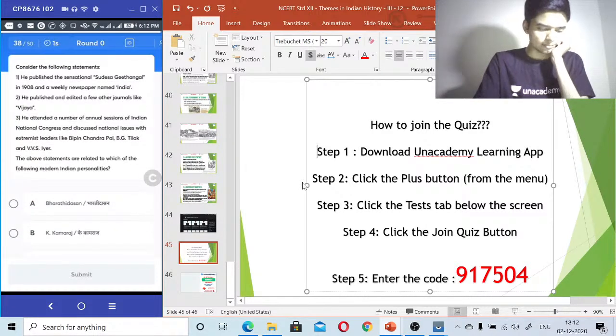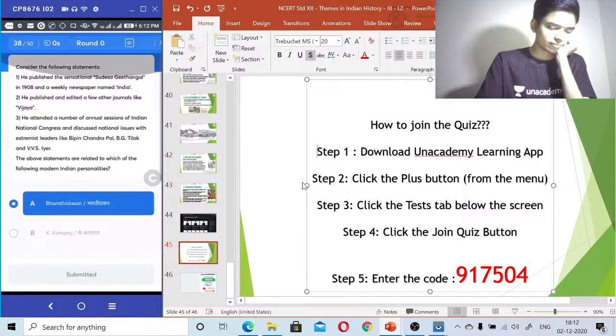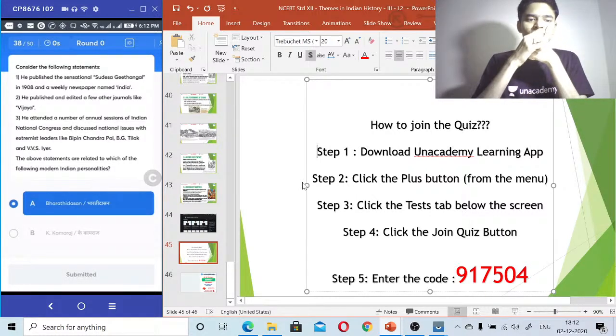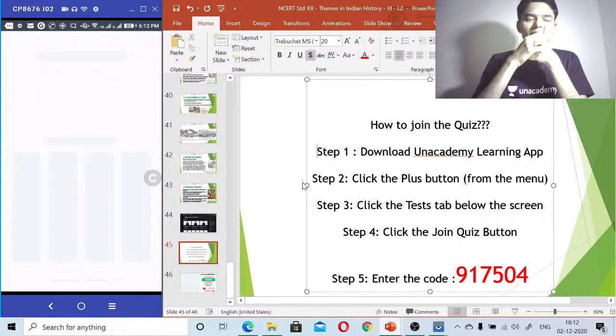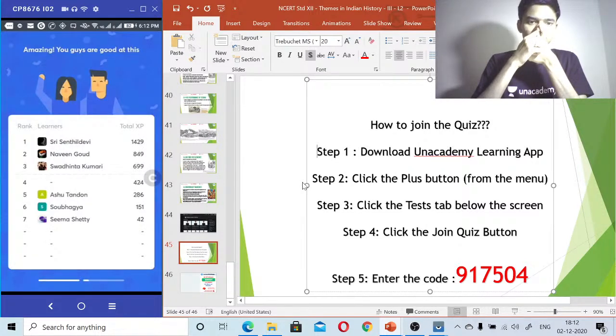Sudesha Geetangal. Bharathidasan, Kamaraj, V.O. Chidambaram Pillai is the correct answer. Okay, V.O. Chidambaram Pillai.